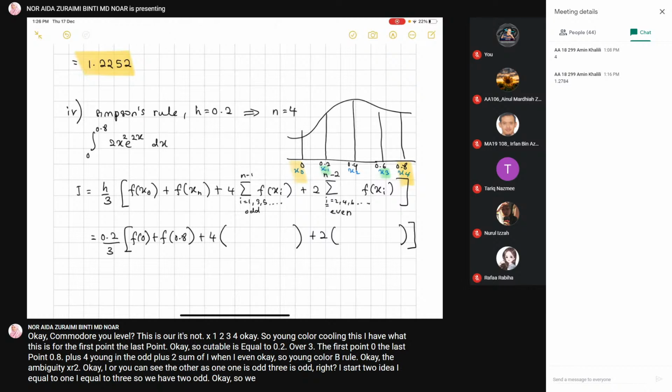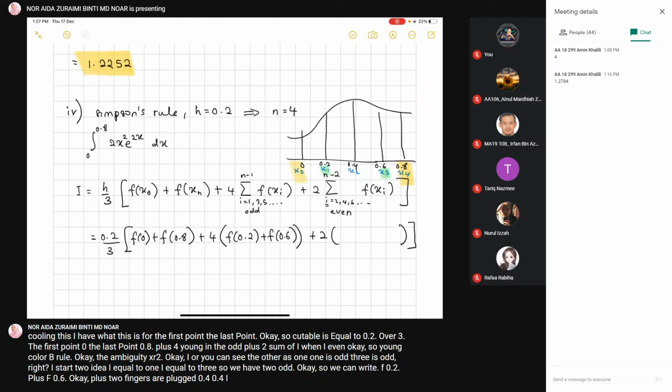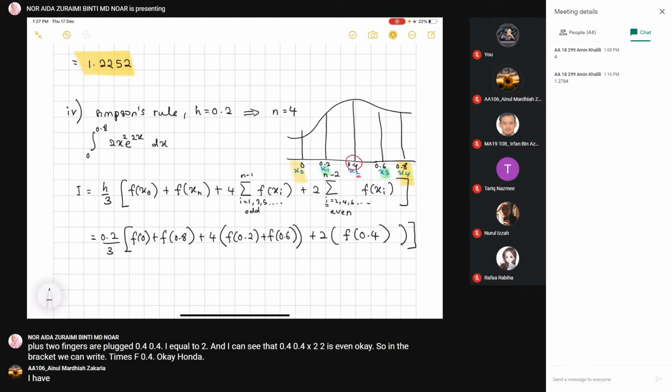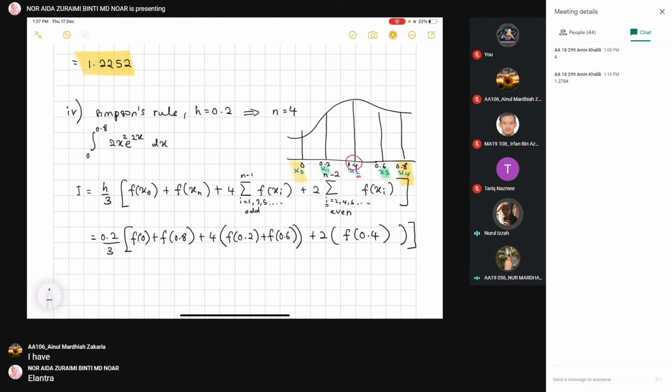So we can write f(0.2) plus f(0.6). Plus 2, kita ada tinggal satu lagi point, 0.4. 0.4 is x2, i equal to 2, and 2 is even. So, in the bracket, we can write 2 times f(0.4). Okay, faham tak? Faham. Yang lain-lain faham? Faham ya?